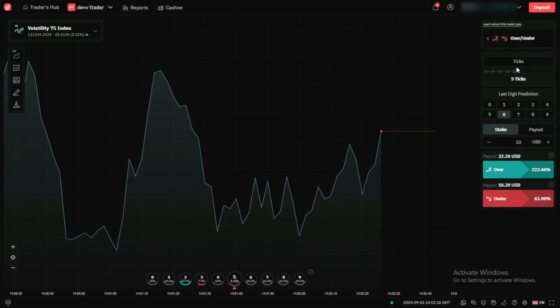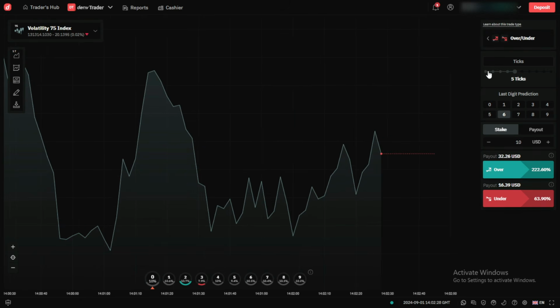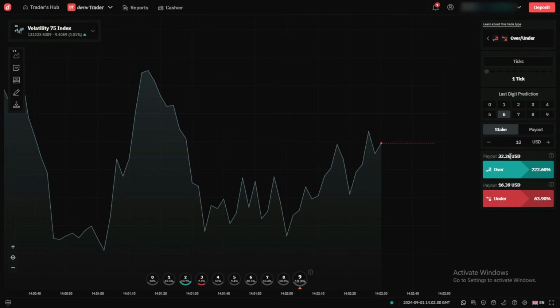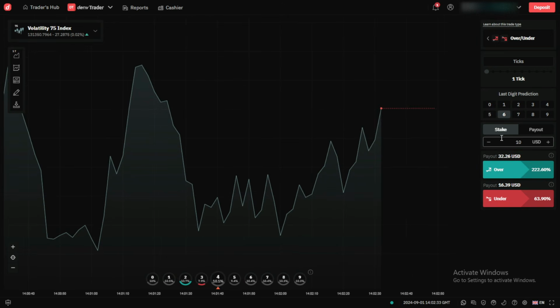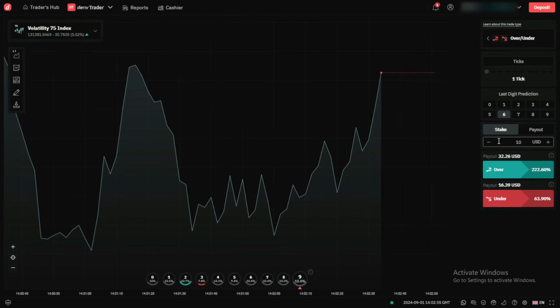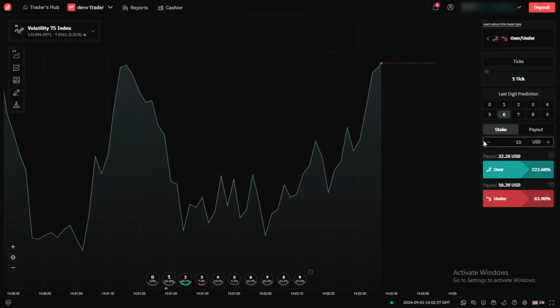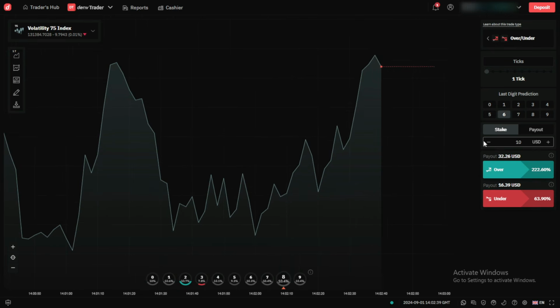So as you close the video, I want to tell you guys that also ensure you use 1 tick for all volatilities. But if you use 5 ticks and you see it is working for you, as I said in my previous videos, use those ticks, okay? Because we are here to maximize our profits.